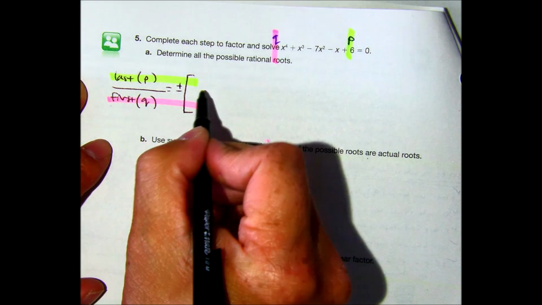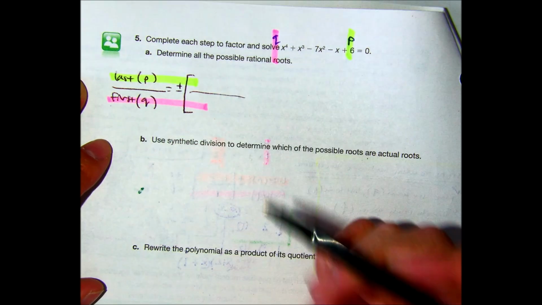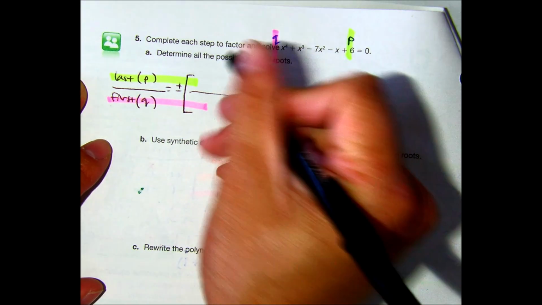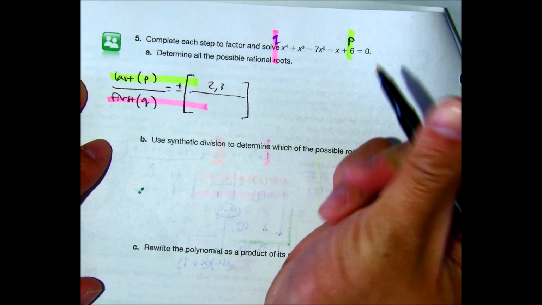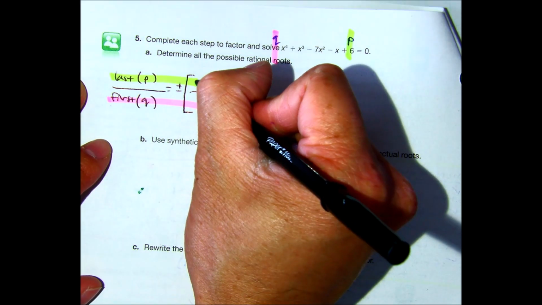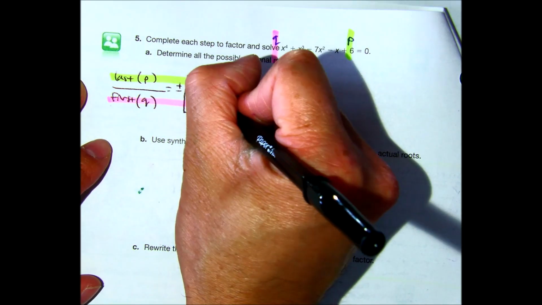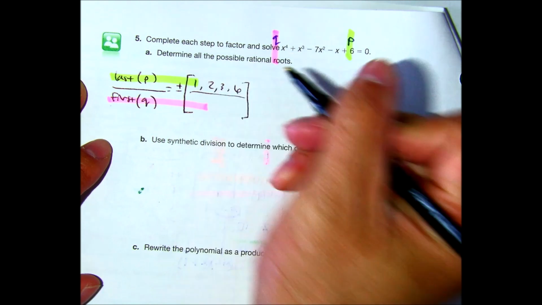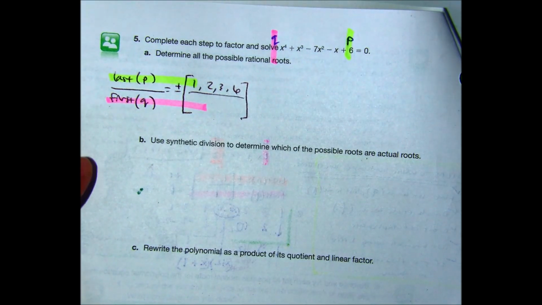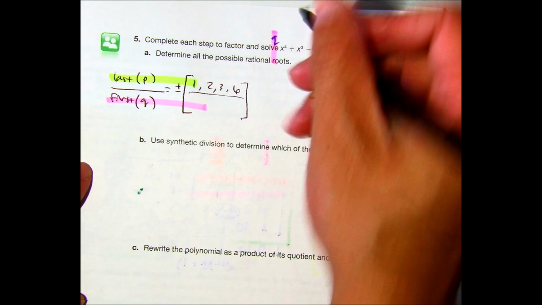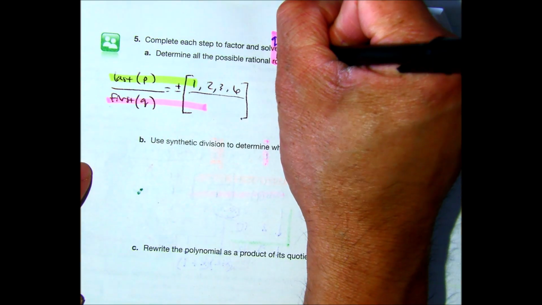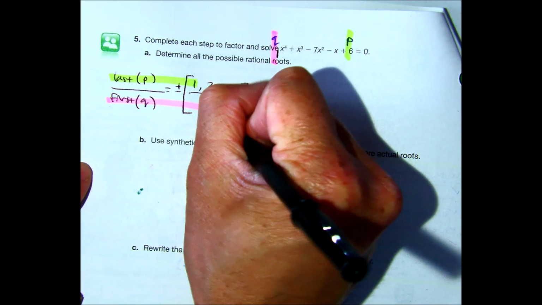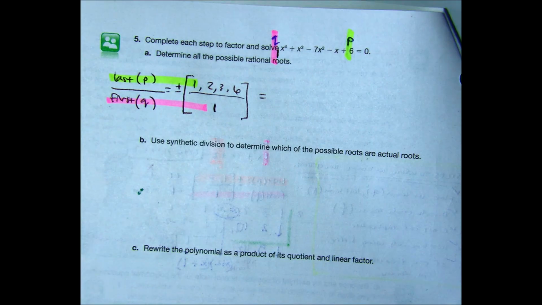Class, what are the factors of 6? 2 and 3. 2 times 3 is 6. What else? 6 times 1. And the number in front here is a 1. Alright, so let's figure out all the numbers we need to test.